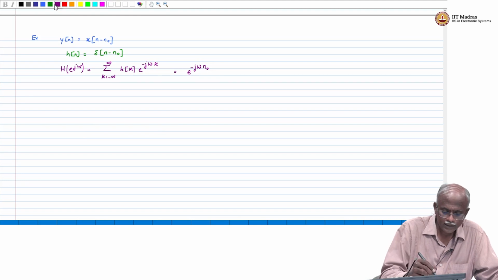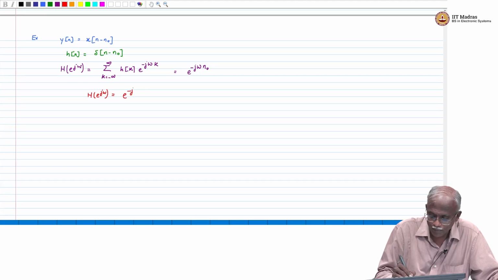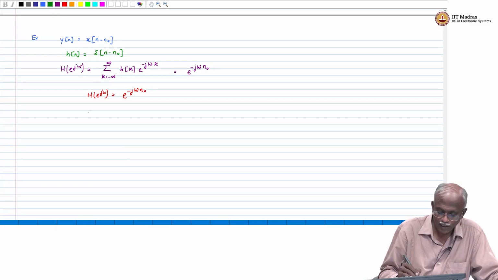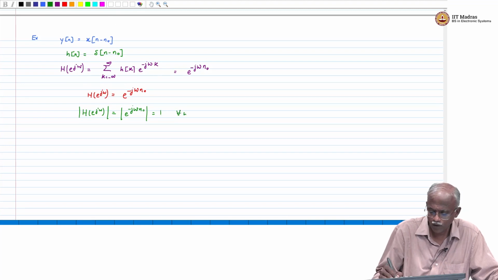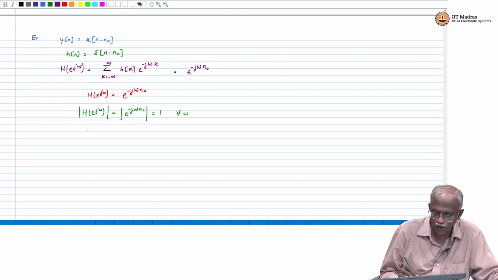Okay. So H(e^{jω}) for this particular LTI system, which produces a delay of n naught units of time, is given by e power minus j omega n naught. Now tell me what is the magnitude of this. The magnitude of H(e^{jω}) is the magnitude of a complex exponential e power minus j omega n naught. This is equal to 1 for all frequencies. So basically it is a constant value.